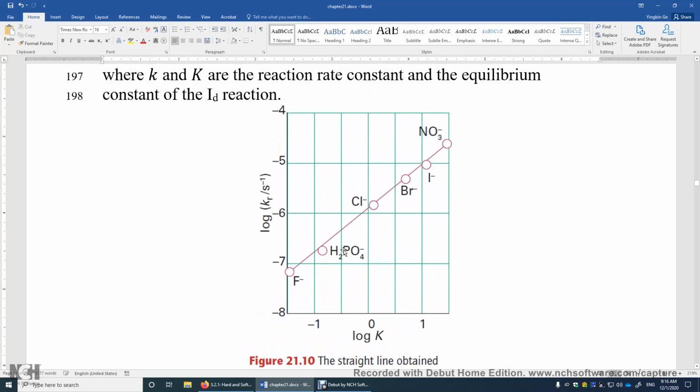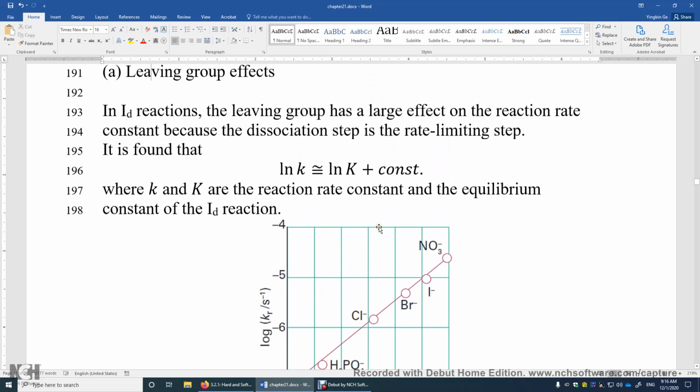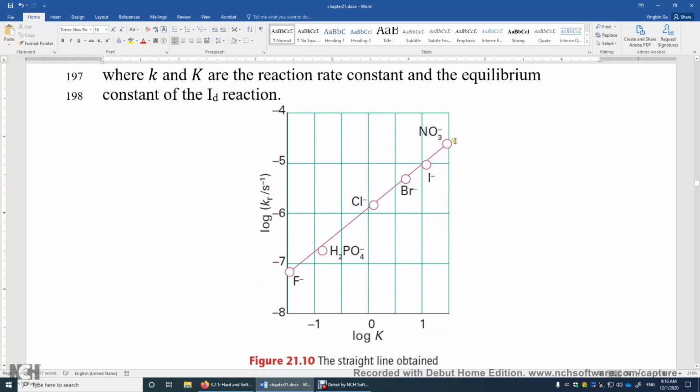All right, and also you see this trend here, the logarithm of this rate constant and the logarithm of the equilibrium constant, they just differ by a constant. I think we can determine the constant here. The constant is roughly -6. So when the logarithm of K is 0, the logarithm of this rate constant is -6. So in this case, this constant is -6. All right? And this is almost perfectly linear.